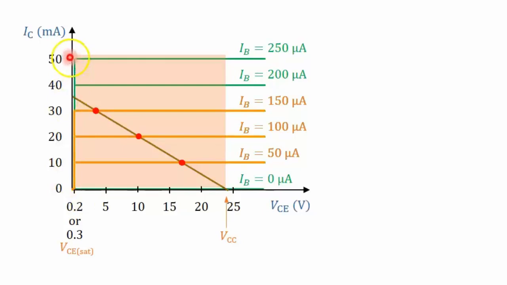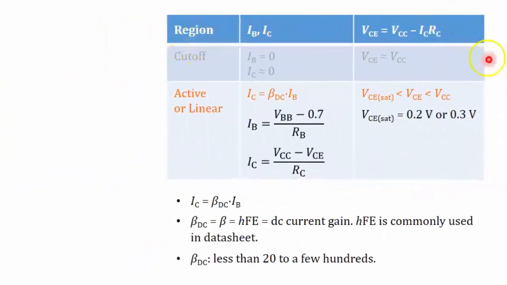Let's see the reason for that. If the Q point lies on this horizontal line, the transistor must be operating in the cutoff region instead of the active region. And if the Q point lies on this vertical line, the transistor must be operating in the saturation region instead. Let's look at this summary table.